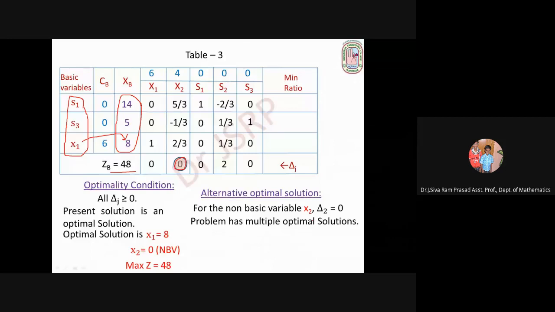Right. How do you find another optimal solution? The non-basic variable for which delta j is 0 is taken as the entering basic variable. So here the non-basic variable for which delta j is 0 is x2. So we take x2 as the entering basic variable. So circle the column corresponding to x2. This is the entering basic variable, that is, this is the pivot column.